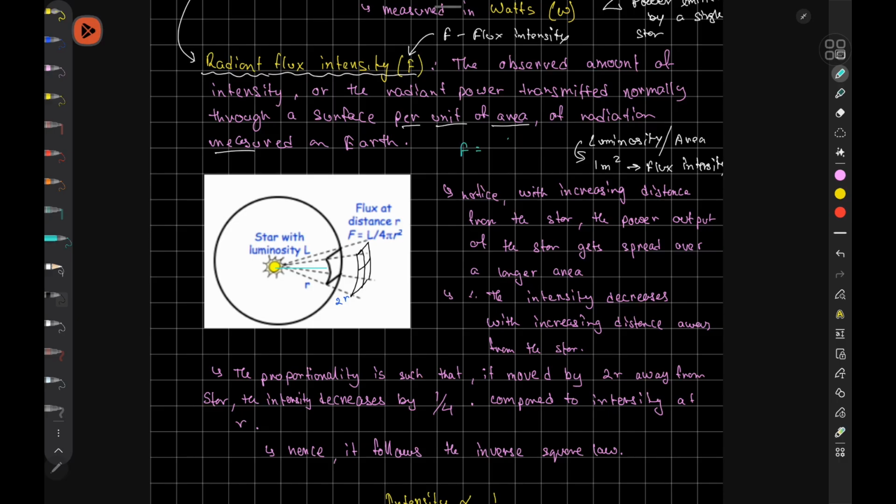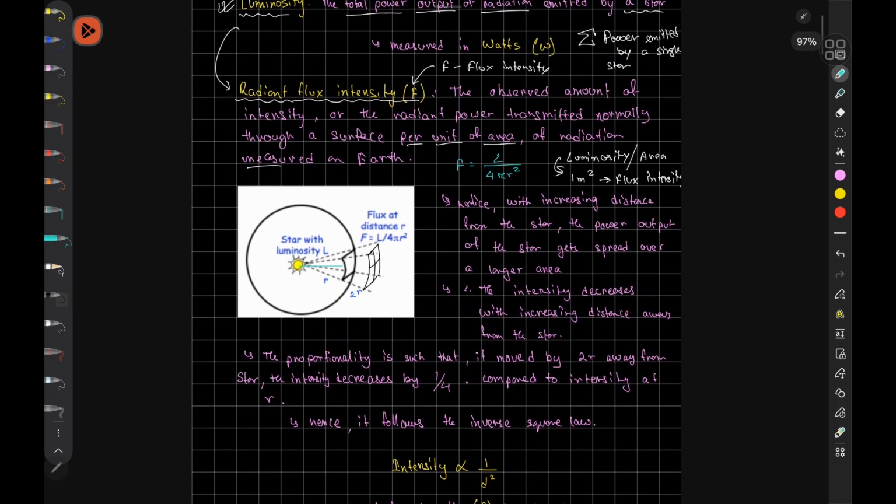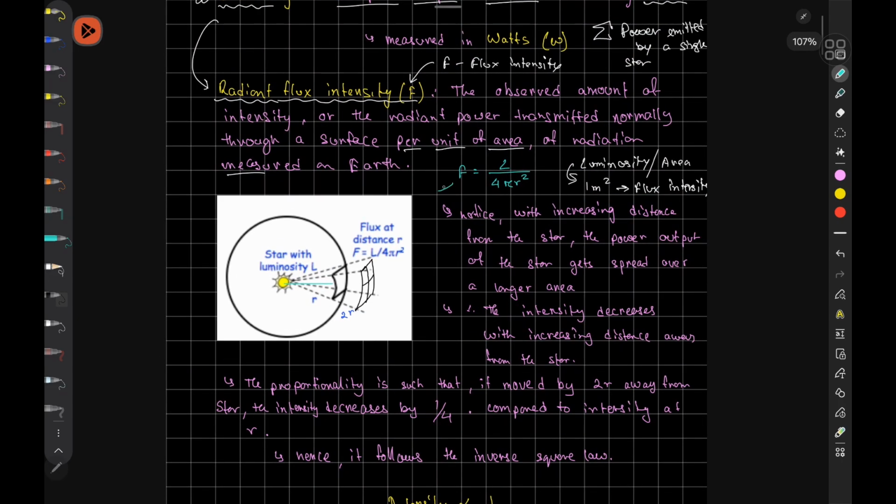So let's say we are r meters away, and I will have a flux intensity F, which is luminosity by area. What is the area of the sphere? Right, 4 pi r square. This is the area of the spherical body, and this is your flux intensity formula: luminosity divided by surface area.